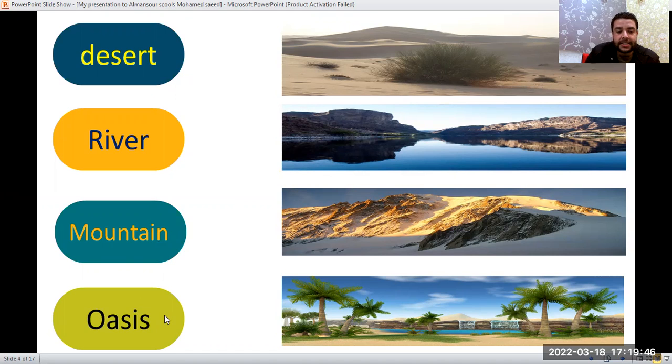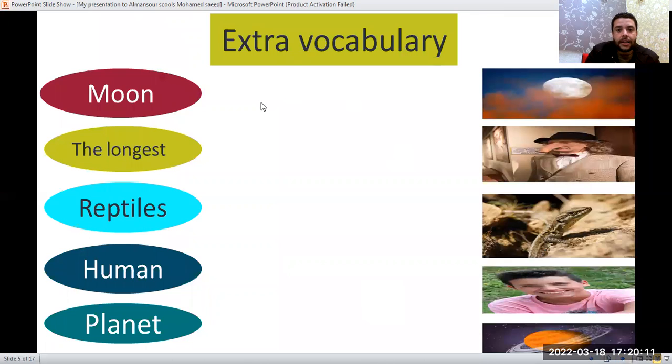And oasis. The OA makes the sound O, like go, like good, but in this word, that is a regular word. So we pronounce it oasis. Again, desert, river, mountain, oasis. And extra vocabulary, moon. And the longest.